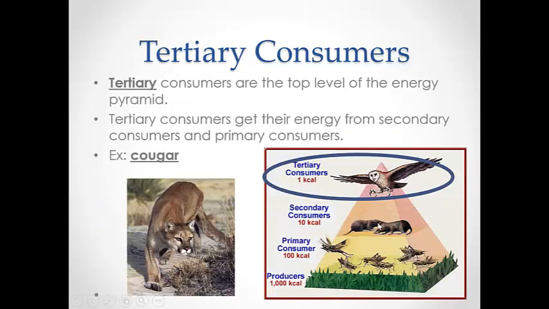Finally, the top level are tertiary consumers. Tertiary consumers are the top level of the energy pyramid, and they get their energy by eating secondary and primary consumers. It's like you and I. Also like a cougar that may feed on such things as a snake, or even a hawk that would feed on bigger organisms as well.